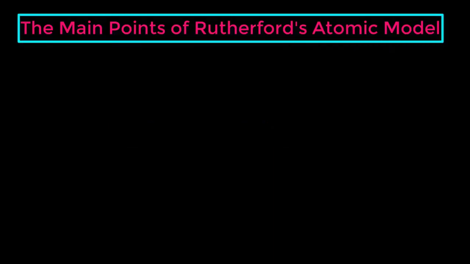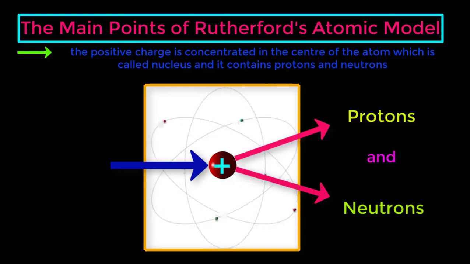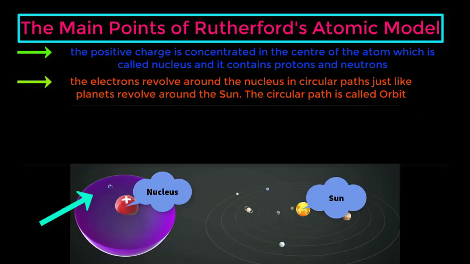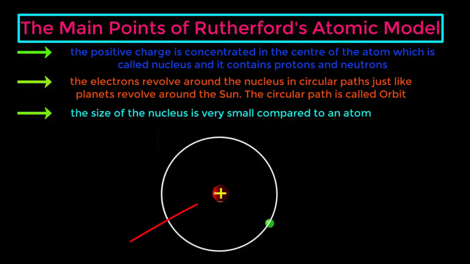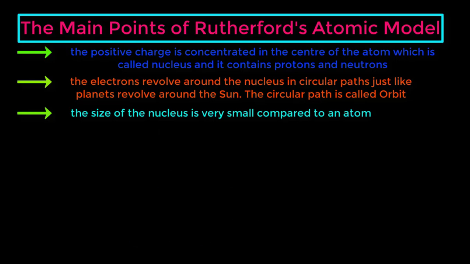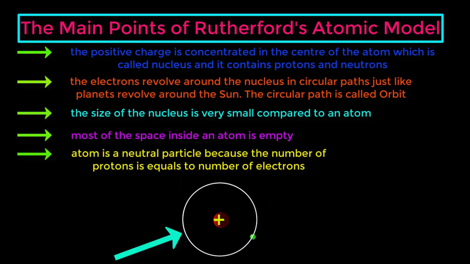The main points of Rutherford's atomic model are: the positive charge is concentrated in the center of the atom which is called nucleus, and it contains protons and neutrons. The electrons revolve around the nucleus in circular paths, just like planets revolve around the sun. The circular path is called orbit. The size of the nucleus is very small compared to an atom. Most of the space inside an atom is empty. Atom is a neutral particle because the number of protons is equal to the number of electrons.